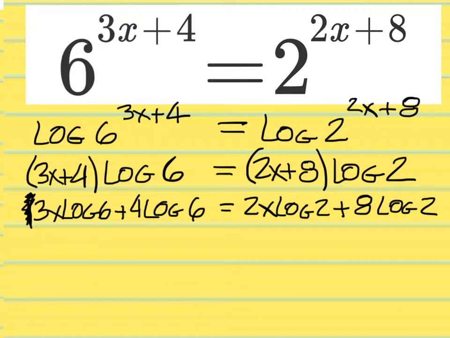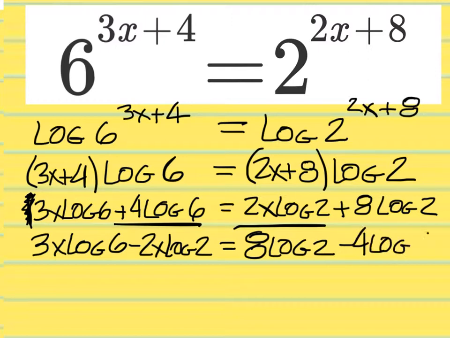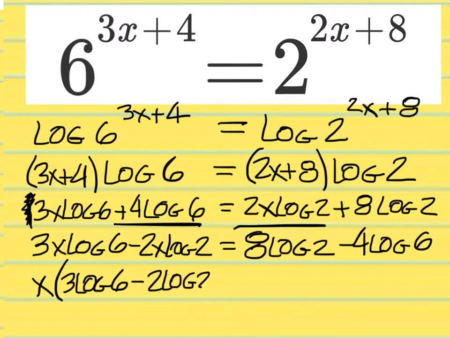So you're going to keep the 3x log 6 and move this one over with it, minus 2x log 2. On the right side, keep the 8 log 2 and move this one over. Make it minus 4 log 6. X's are on the left hand side. You have to factor out an x from each term to be left with 3 log 6 minus 2 log 2. Right hand side stays the same on this step.